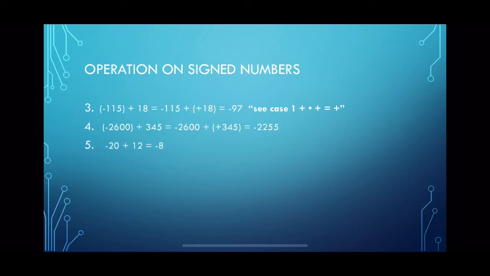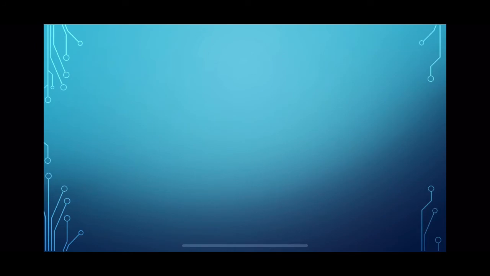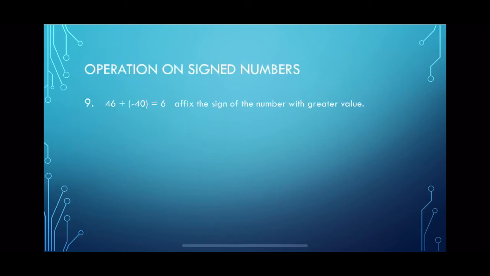For number 5, negative 20 plus 12 is equal to negative 8. For number 6, negative 8 plus 2 is equal to negative 6. For number 7, negative 28 plus 14 is equal to negative 14. For number 8, we have negative 6 plus 4 is equal to negative 2. For number 9, we have 46 plus negative 40 is equal to 6. We affix the sign of the number with a greater value.